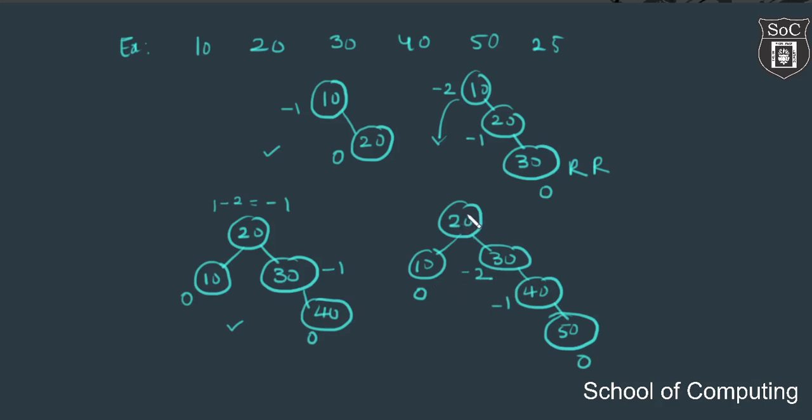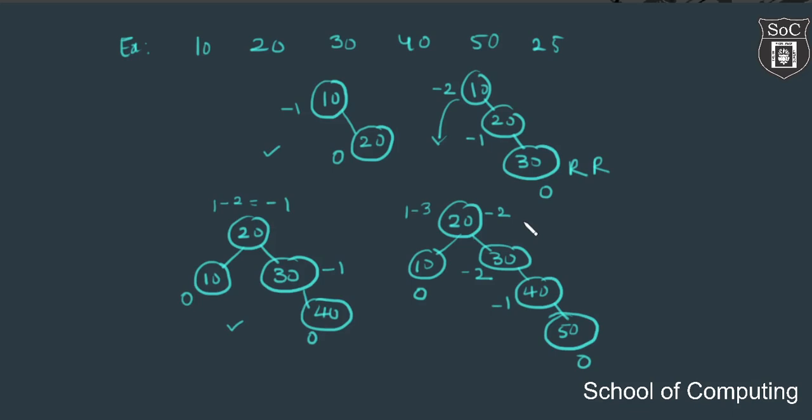And height at 20, left side of 20 I have one child and one edge, so it will be 1 minus, right side see the height, there are 3 edges, 1 minus 3, it is also minus 2. So you find imbalance here, and imbalance is found at two nodes, both at 20 and 30.